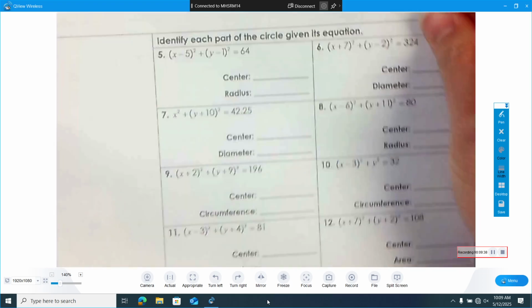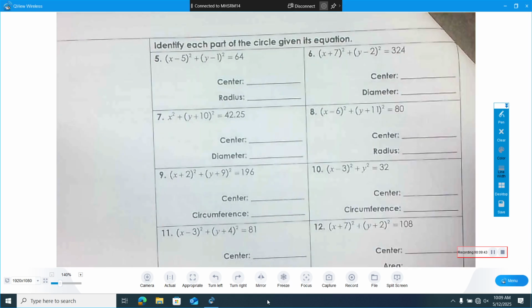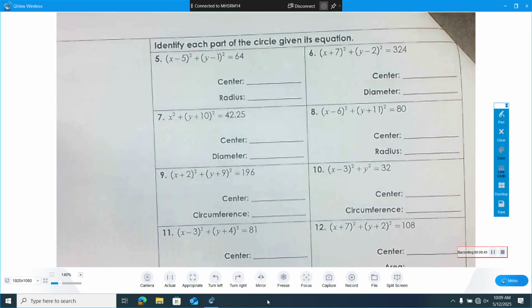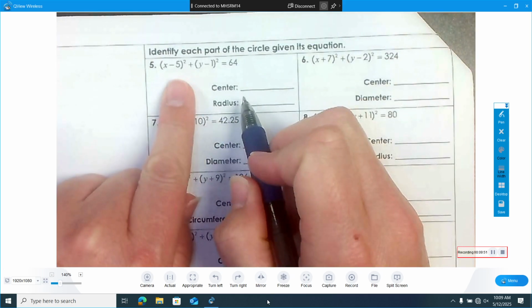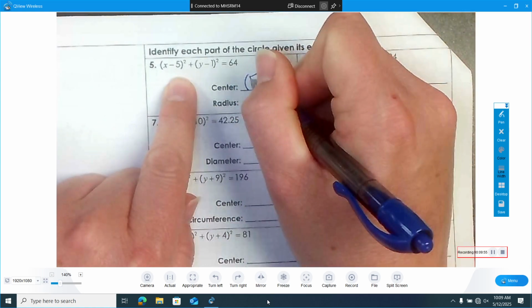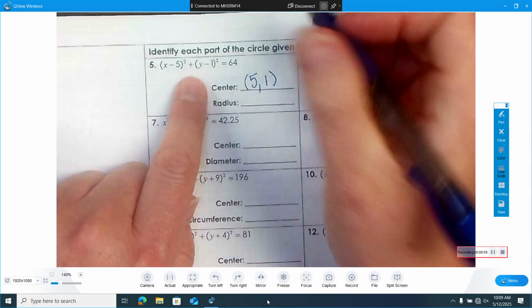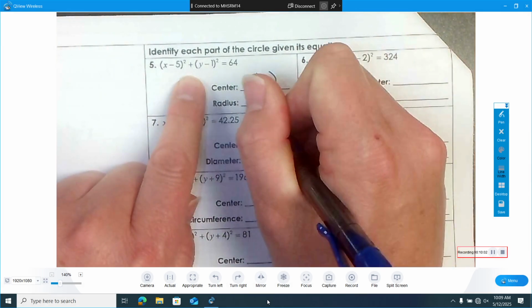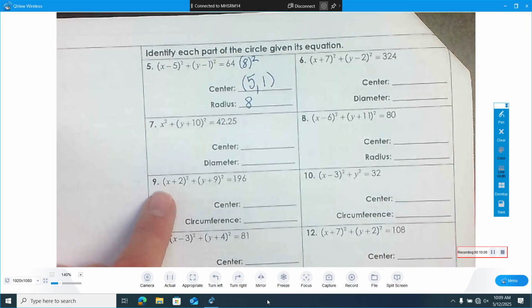Let's try a couple more here. All right, let's identify. What is the center here in standard form? 5 and 1. And then what's the radius? 8. 8, okay, because 8 squared gives you 64. Perfect.